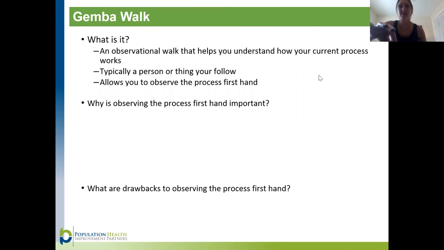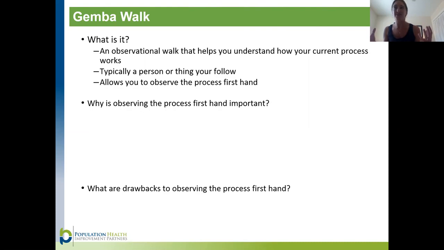Okay, I'm going to exit out of the poll here. So this tool really is a great tool as you guys operate in that ideas bubble because it really does help us better understand our current systems and our processes as they operate right now, as they operate today. And typically during a Gemba walk, what you do is you follow a person or a thing of interest so you can observe the process firsthand and identify what works well and then maybe what's not working so well.